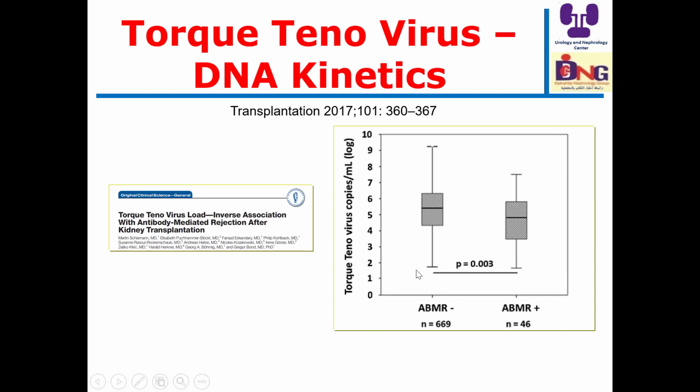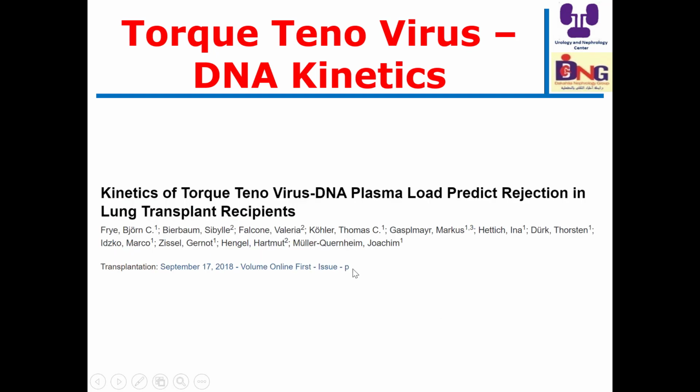And here you can find if the level of the virus is reduced, here this is the level of virus, what happens? Antibody-mediated rejection increased. So antibody-mediated rejection is associated with a reduction of the level of the virus. But in the cases with no antibody-mediated rejection, the level of virus is high. So this is very interesting. And here, this is one of the recent articles about the kinetics of this virus, DNA, plasma load, predicting rejection in lung transplant recipients. So it is one of the biomarkers.